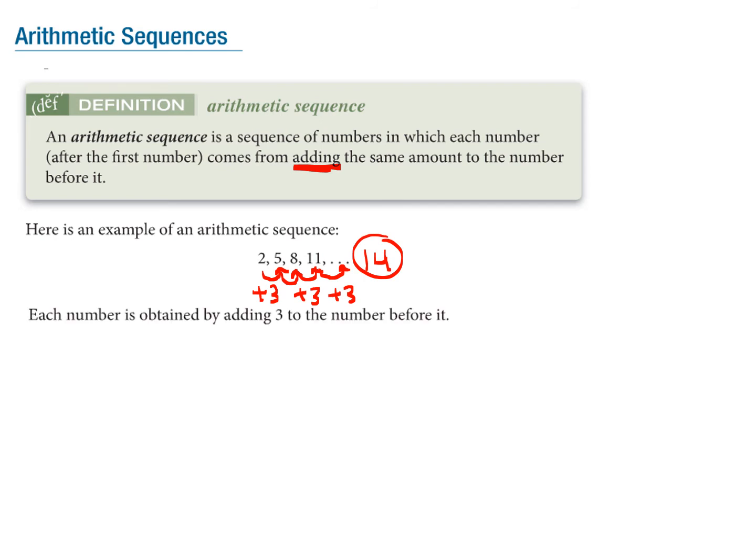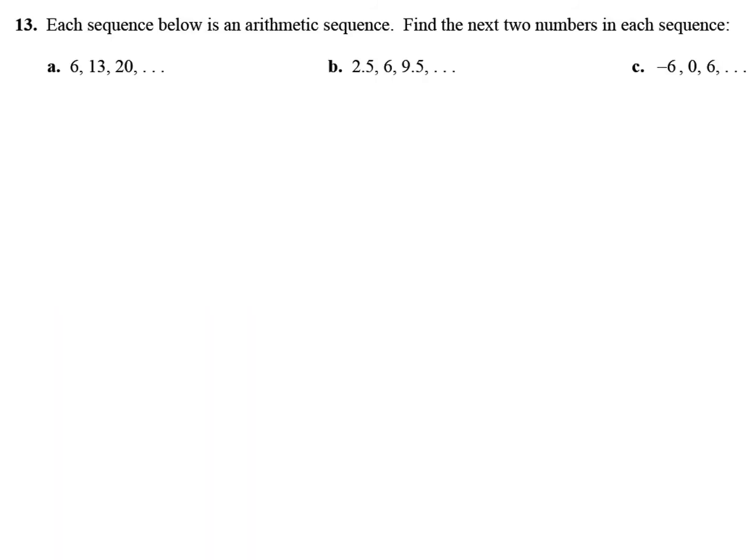So number 13, I got an A, B, and C. Give you guys a minute or so. The directions are for each sequence in arithmetic sequence, find the next 2 numbers here. Find the next 2 numbers.